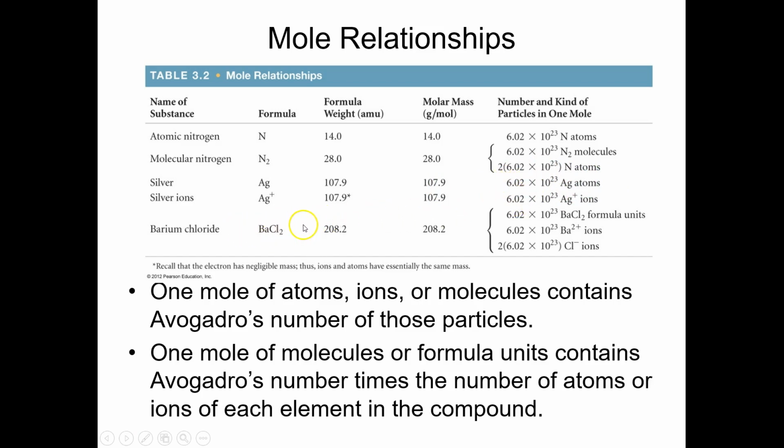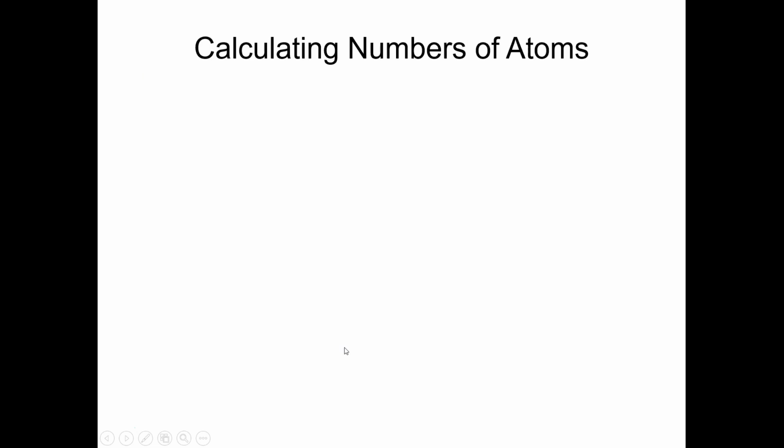If I'm talking about barium chloride, which is an ionic compound, 1 formula unit of that is 1 barium atom and 2 chlorine atoms, and weighs 208.2 atomic mass units. A mole of barium chloride weighs 208.2 grams, and I've got Avogadro's number of barium chloride formula units. So 1 mole of atoms, of ions, or of molecules contains Avogadro's number of those particles.